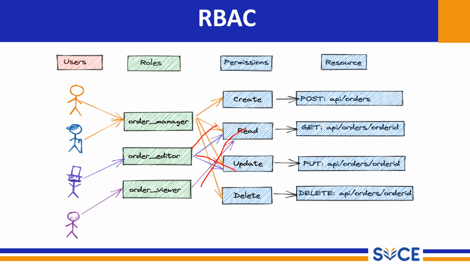These are the resources, like POST, GET, PUT and DELETE on API orders. Based on the order ID we can access, and based on the API orders order ID, the PUT command updates, and by using the DELETE command we can delete. So these are the basic resources which are available.